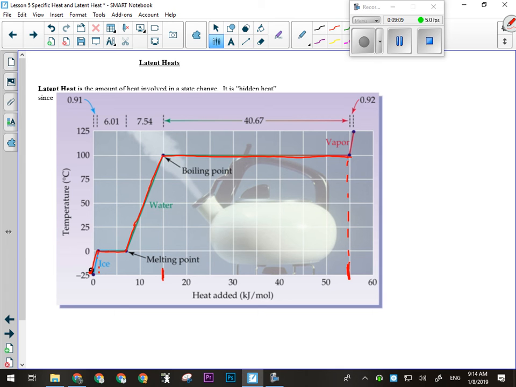Okay, so it's a huge deal, and that's why latent heat, the transfer of water vapor from one place to another on Earth, is such an important energy transfer mechanism. It holds lots and lots of energy. Okay, everybody all right with that?